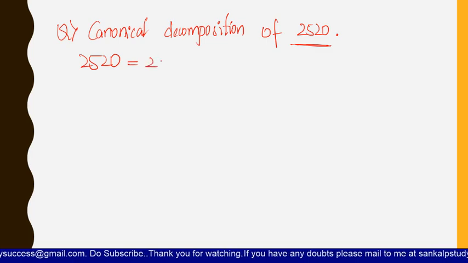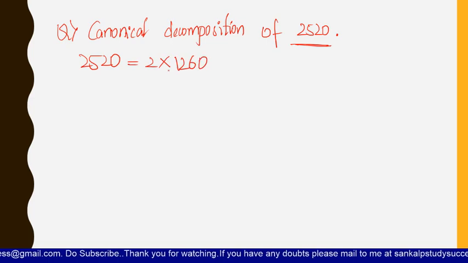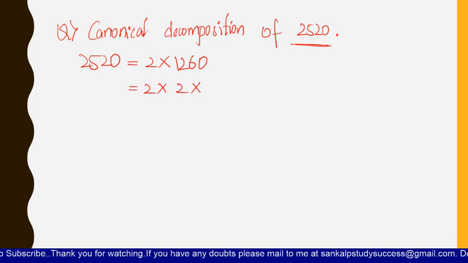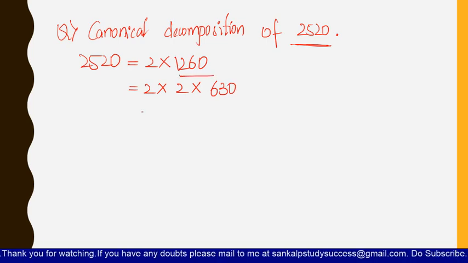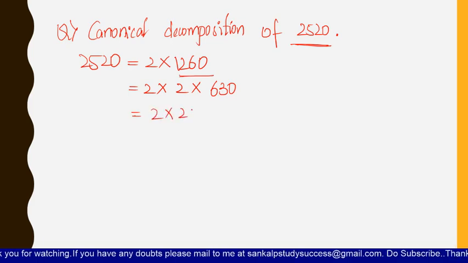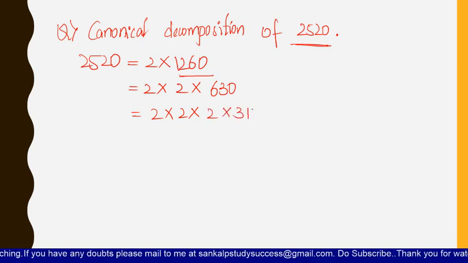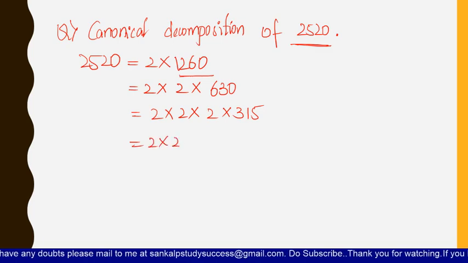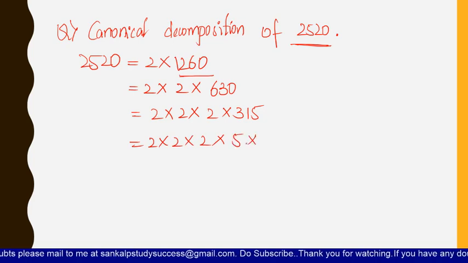2520, you can express it as 2 into 1260 by using prime factorization. That means 2 is a factor. Now, if you further write it, 2 into 2 into 630. Now again, it can be written as 2 into 315, correct? By using prime factorization only. 2 into 2 into 2 into, again 315 is divisible by 5. So we'll write 5 into 63.